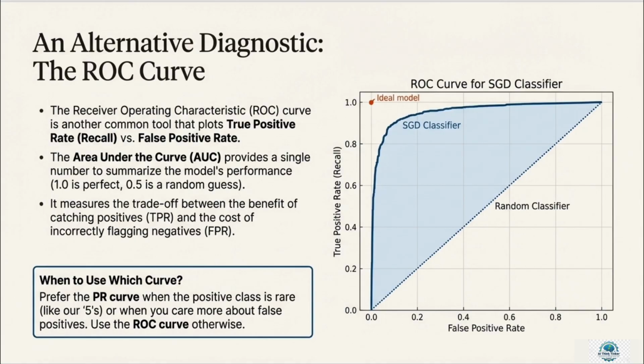Here's a pro tip for you. Use the PR curve, which was in the previous slide, when your positive class is rare, like our 5s. Use the ROC curve when your classes are balanced. Since 5s are rare, the PR curve was actually the more honest visual of our model's struggle.